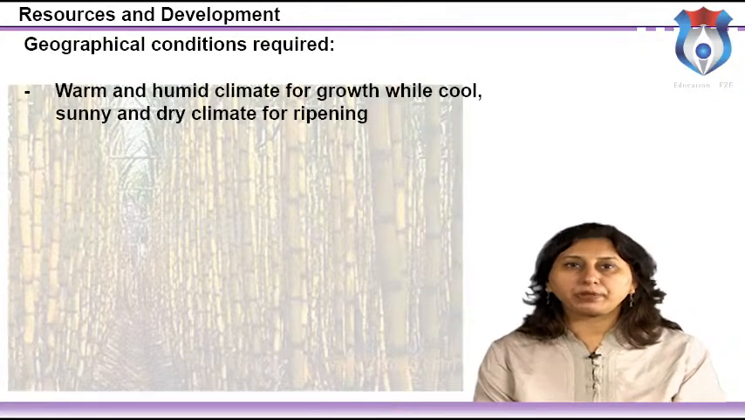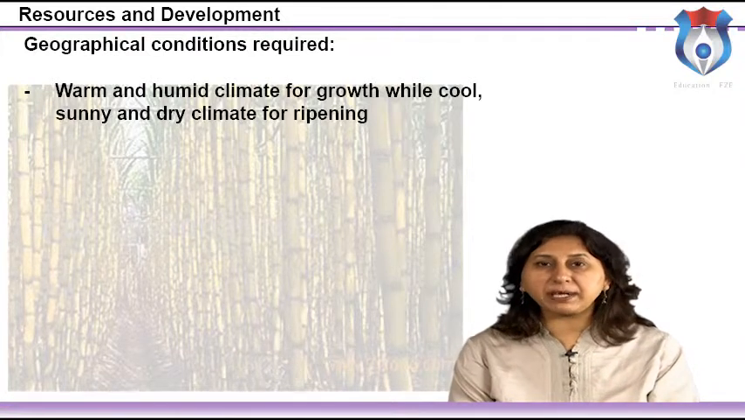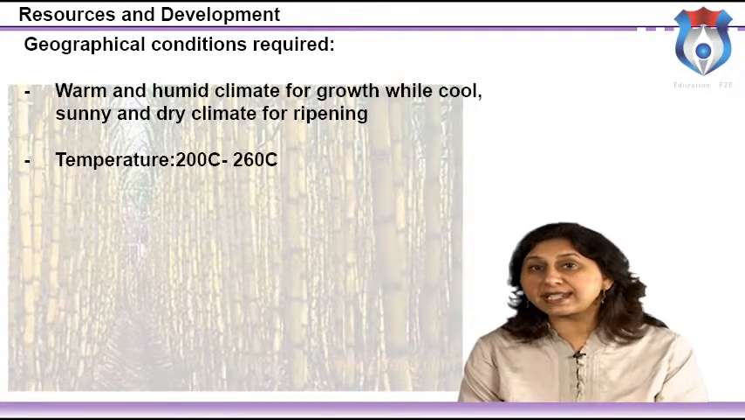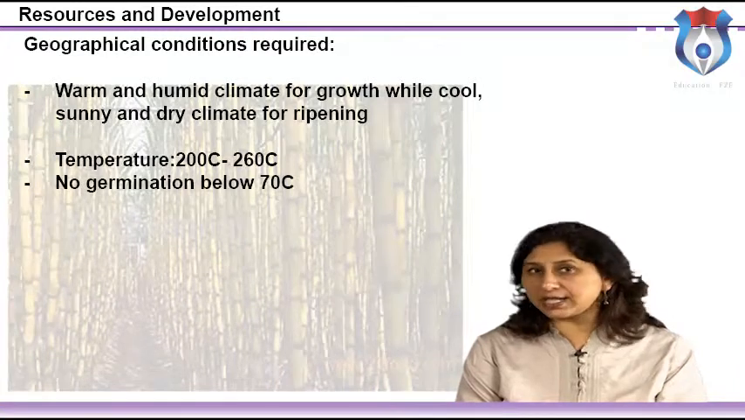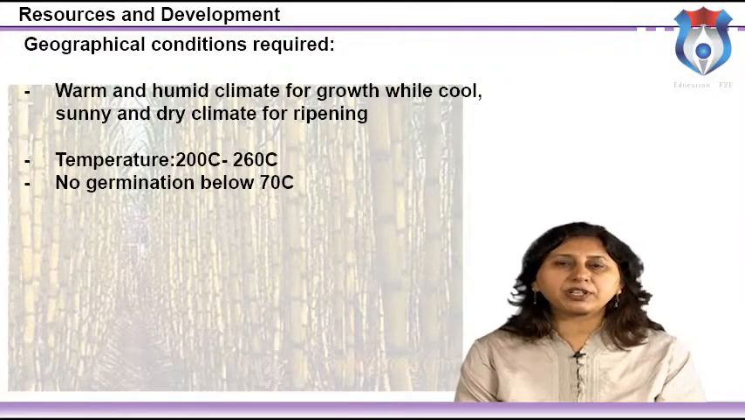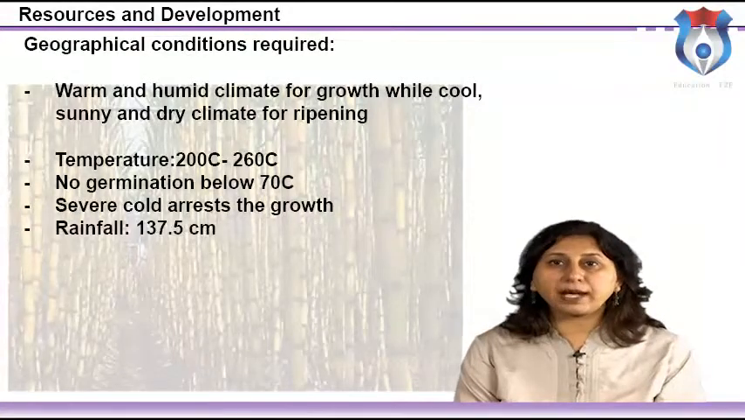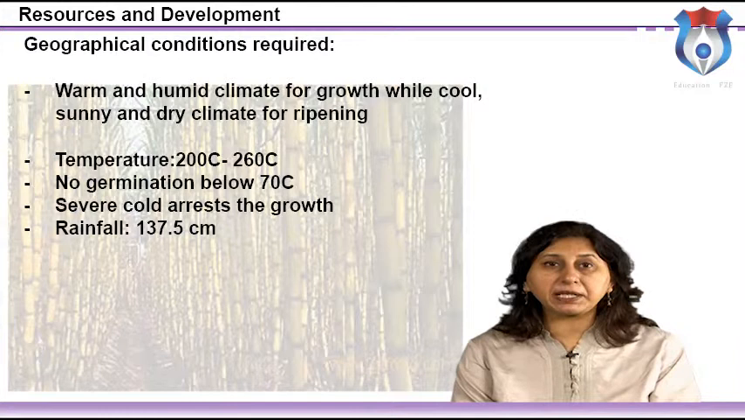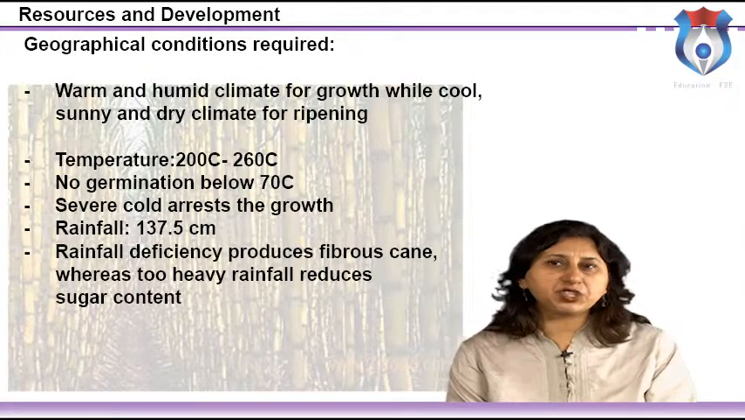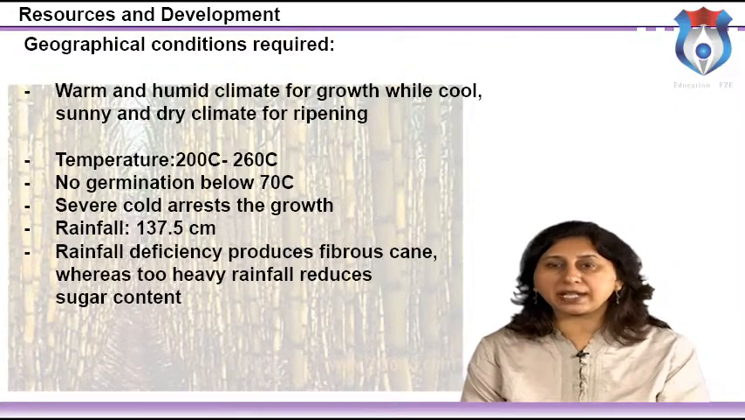Sugarcane is a tropical crop, so it requires warm and humid climate for growth, while cool, sunny and dry climate for ripening. The temperature requirement is 20 degrees centigrade to 26 degrees centigrade. Germination does not take place when temperature goes below 7 degrees centigrade. Both the extremes of temperature are harmful. Severe cold arrests the growth. It requires more than 1,375 millimeter annual rainfall when grown as a rain-fed crop. Rainfall deficiency produces a fibrous cane, whereas too heavy rainfall reduces sugar content.